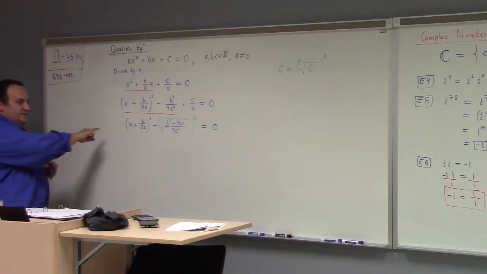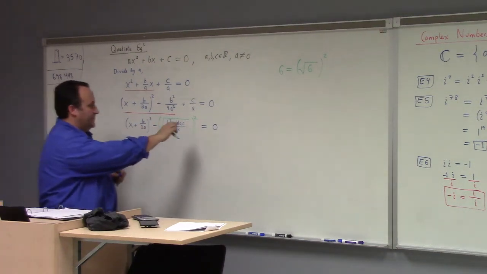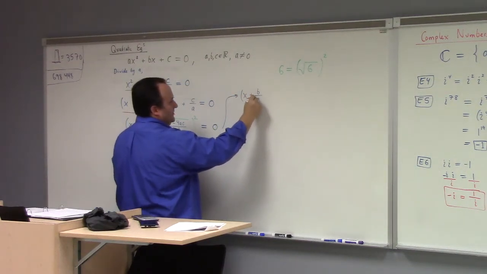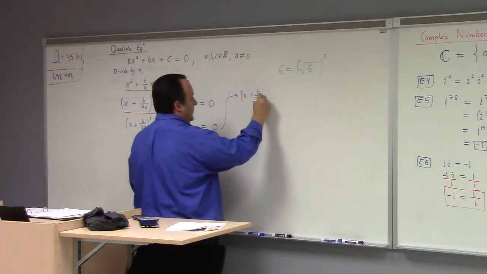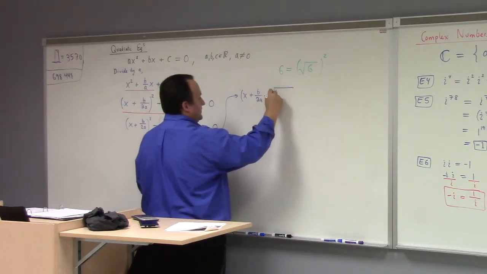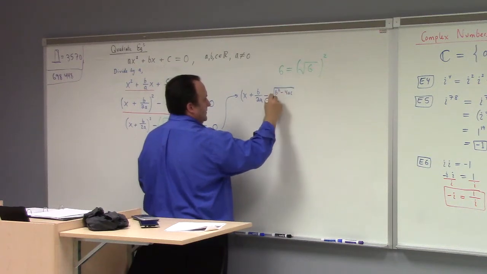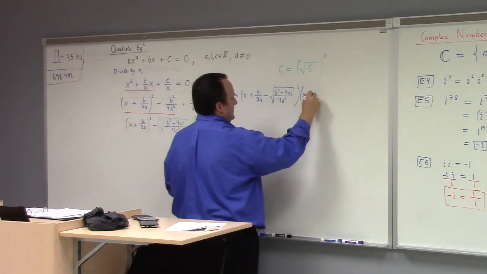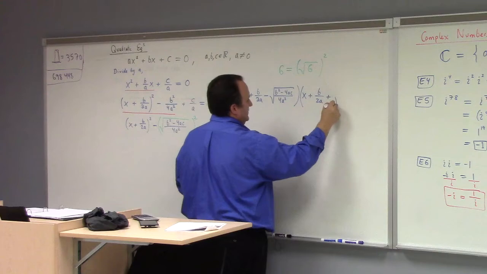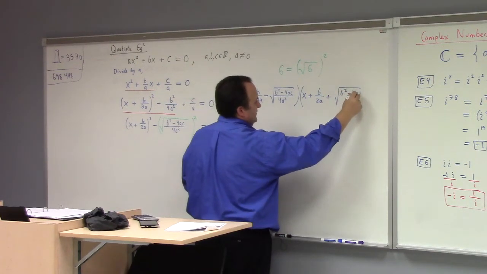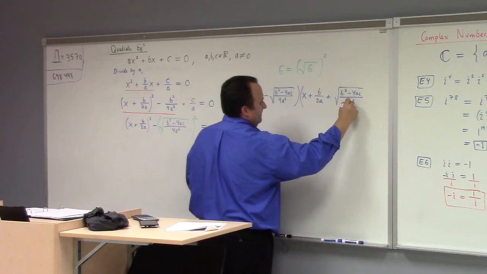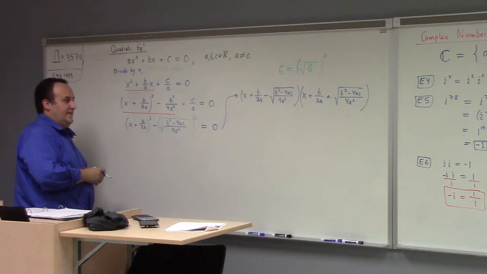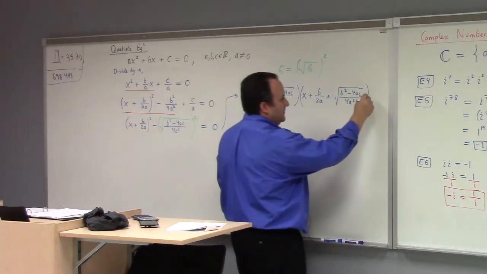And now what I can do is just do the difference of squares formula. Let me write up here so everybody can see it. So I have x plus b over 2a minus the square root of b squared minus 4ac over 4a squared, times x plus b over 2a plus the square root of b squared minus 4ac over 4a squared, right? And that's equal to what? That's equal to 0.